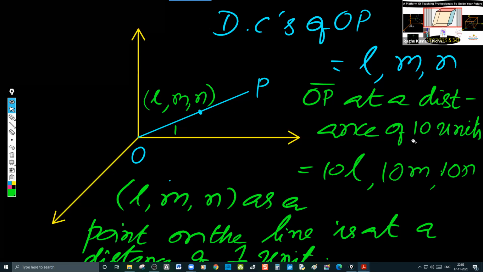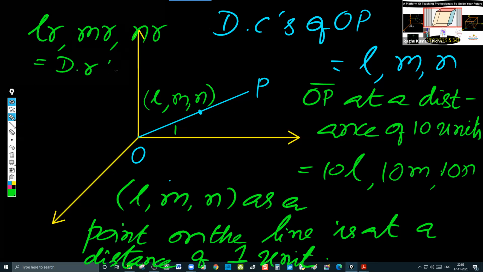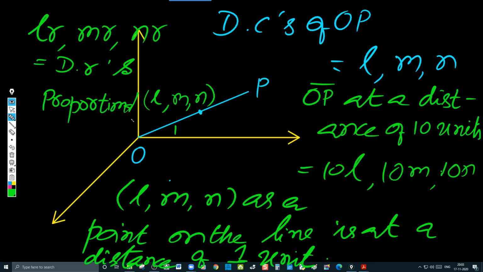Then if you want the DCs, DRs of a point on the same line OP, which is at a distance of 10 units from the origin, simply multiply the DCs with 10: 10l, 10m, 10n, that's it. So that's the reason why, if you want to write it in the general form, lr, mr, nr are the DRs. And what is the relation between DCs and DRs? They are proportional, always proportional. Yes, sir. Conversion also I taught you.